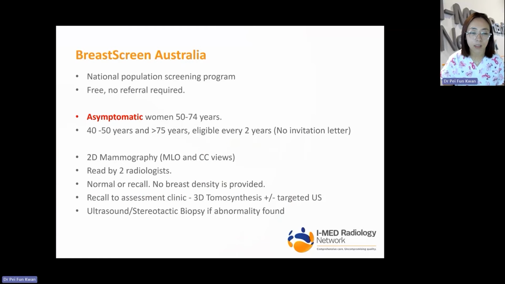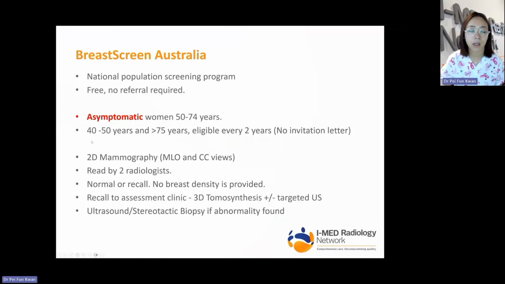In BreastScreen Australia, all patients are eligible for this routine 2D screening mammogram. It is free and no referral is required. It is for asymptomatic women only. If your patient has symptoms, please send them to diagnostic imaging in either public hospital or private practice, because screening takes a long time, and there's a few weeks before the patient is screened and the mammogram is read. It means delayed diagnosis. So it is for asymptomatic women between 50 to 74 years of age.